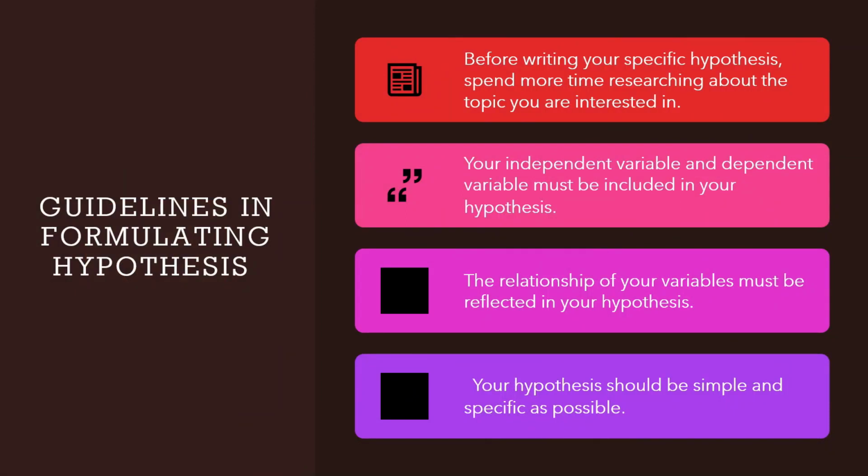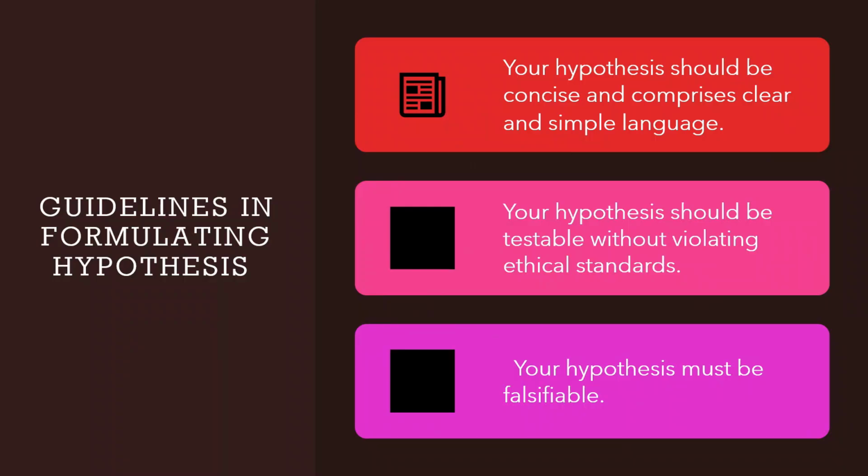Guidelines in formulating a hypothesis. Before writing your specific hypothesis, spend more time researching the topic you are interested in. Your independent variable and dependent variable must be included in your hypothesis. The relationship of your variables must be reflected in your hypothesis. Your hypothesis should be as simple and specific as possible. Your hypothesis should be concise and composed of clear and simple language. Your hypothesis should be testable without violating ethical standards, and your hypothesis must be falsifiable.